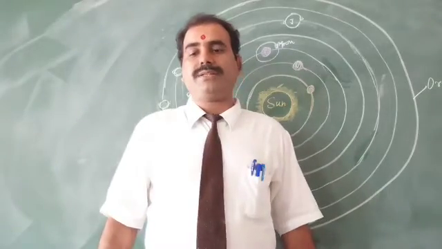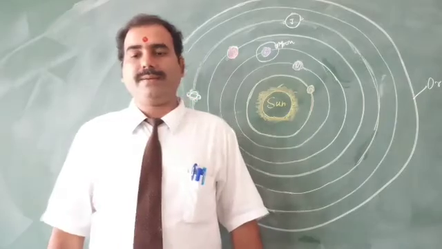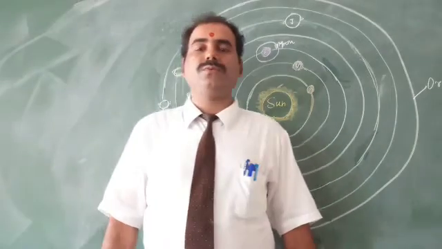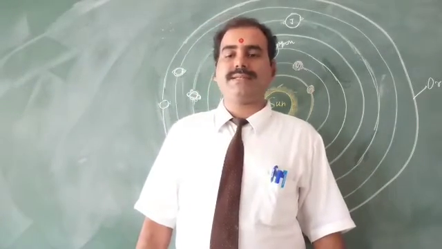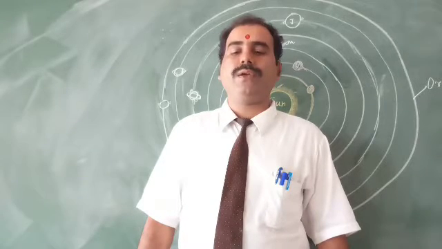Its temperature is around 400 degrees Celsius during the day, but drops to about 170 degrees Celsius at night. This is because Mercury has almost no atmosphere.